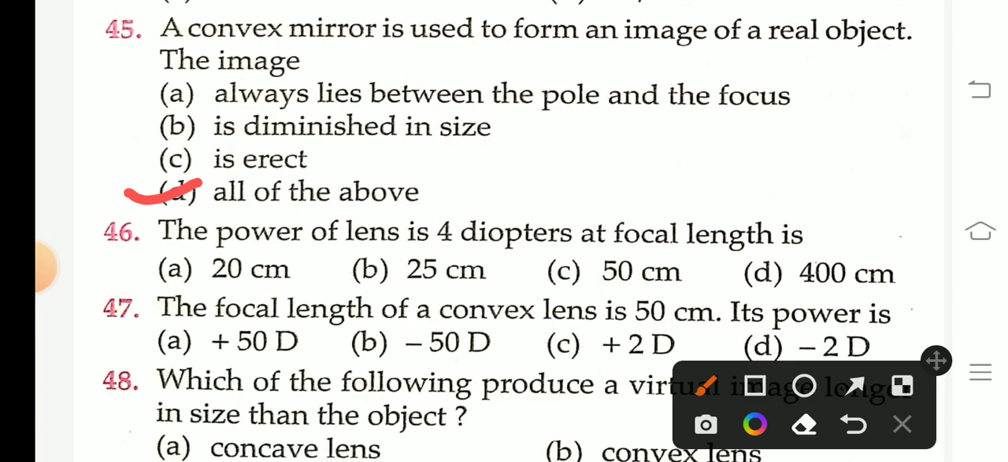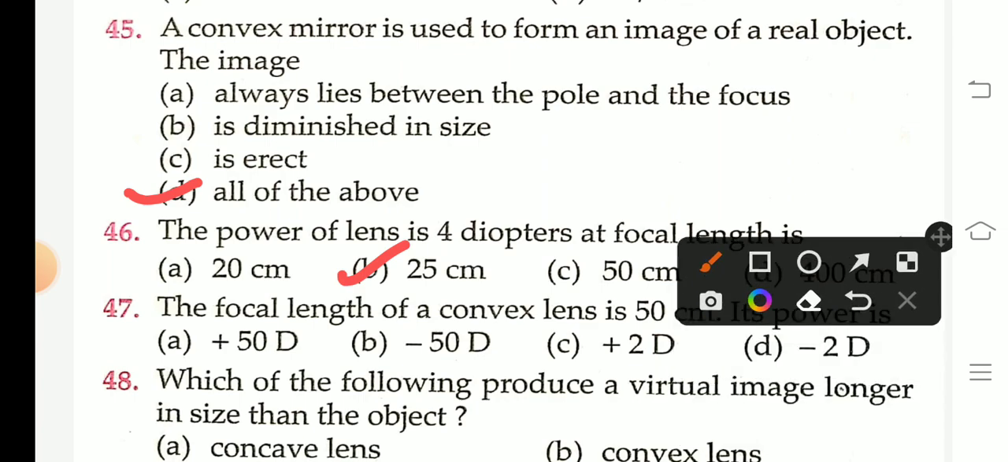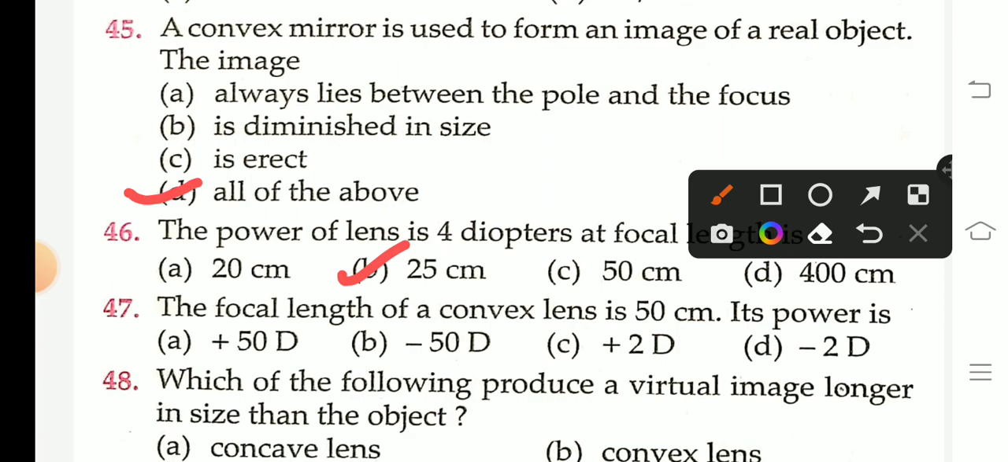Next, the power of a lens is 4 diopters. Its focal length is... right answer option B, 25 centimeter. Next, the focal length of a convex lens is 50 centimeter. Its power is... right answer option C, plus 2D.